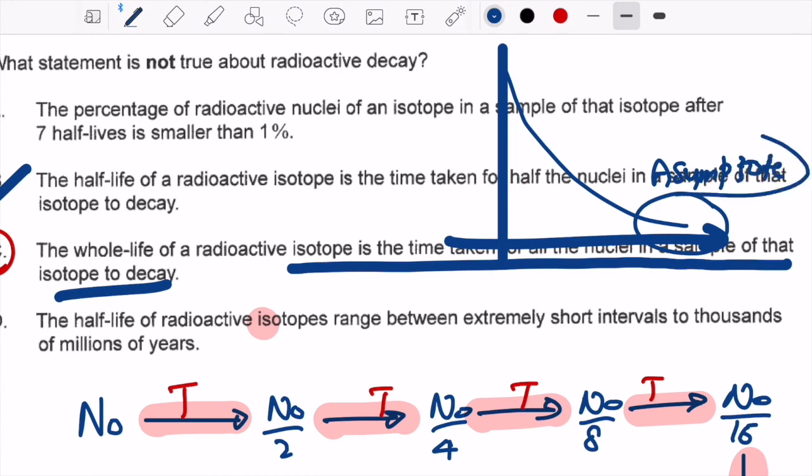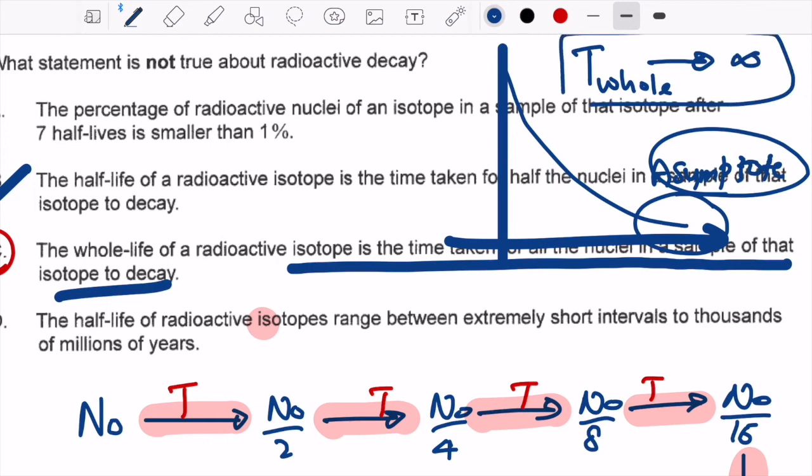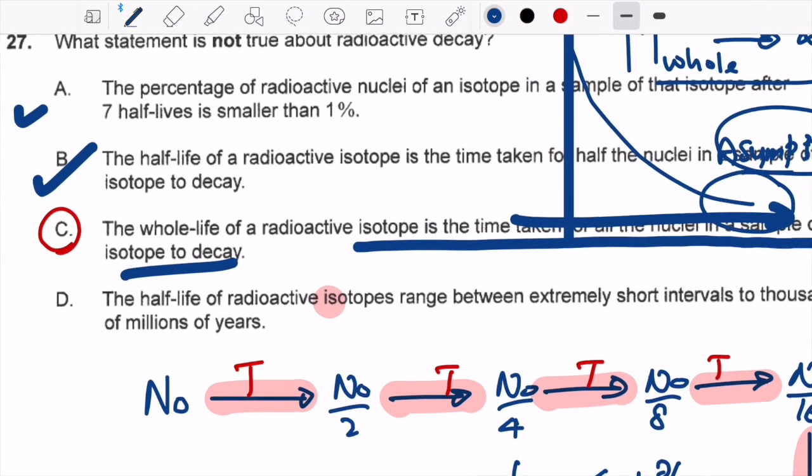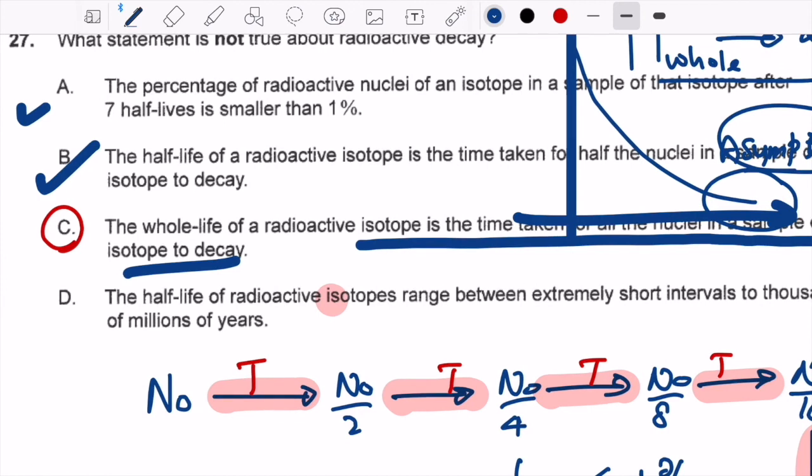So we can't talk about whole life, because the whole life time would be infinite for any isotope, because it is an asymptote. It will never cut the line theoretically. So this idea is a wrong idea. We never even define whole life.